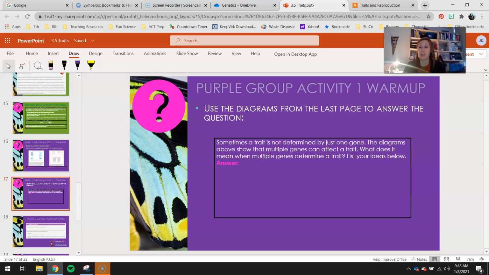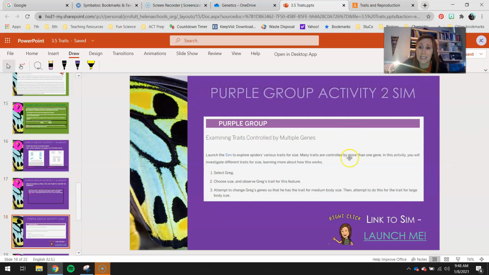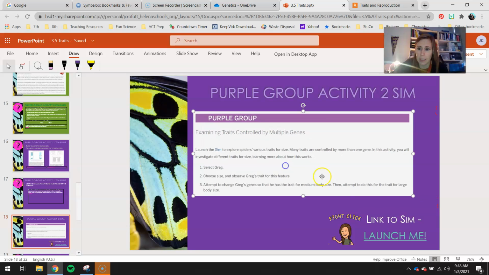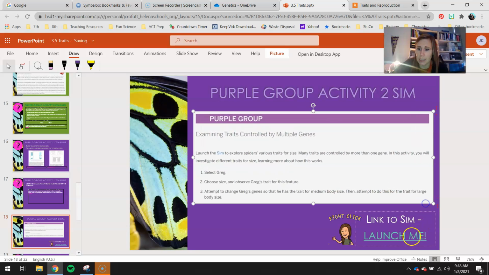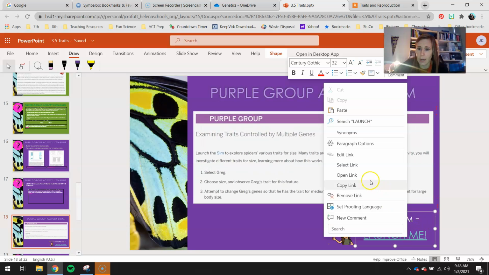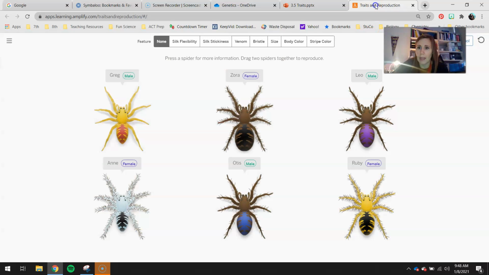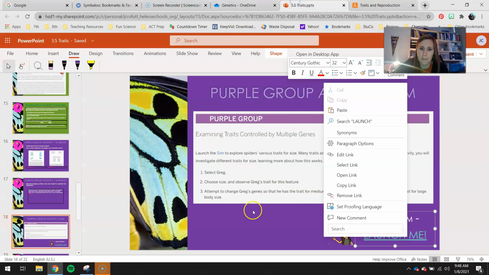List your ideas below. So just kind of tell me some of your thoughts about that. All right, moving on to your next activity. It's a simulation. You guys have your instructions right here for the simulation, and your simulation link is right here, so you can click on it, right-click it, and open that link, and it takes you right into the sim.